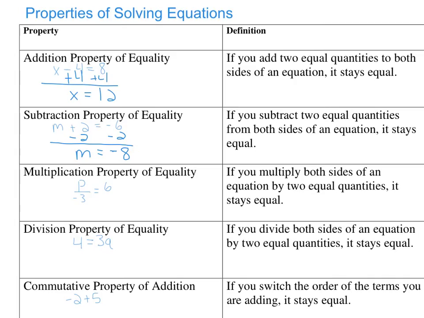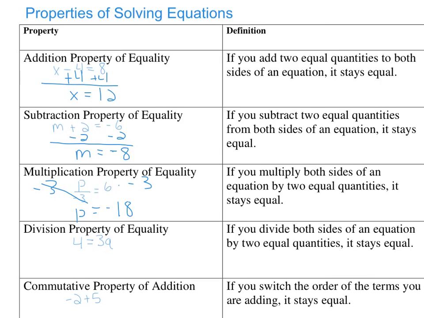The third property is the multiplication property of equality, and it says if you multiply both sides by the same quantity, by the same number, then our equation will still stay equal. So I'm going to get rid of this division here, the divided by 3, by multiplying by -3 on both sides. My -3 on the left side will cancel out, and I will just have p over there. And on the right side, I'm going to have 6 times -3, or -18.